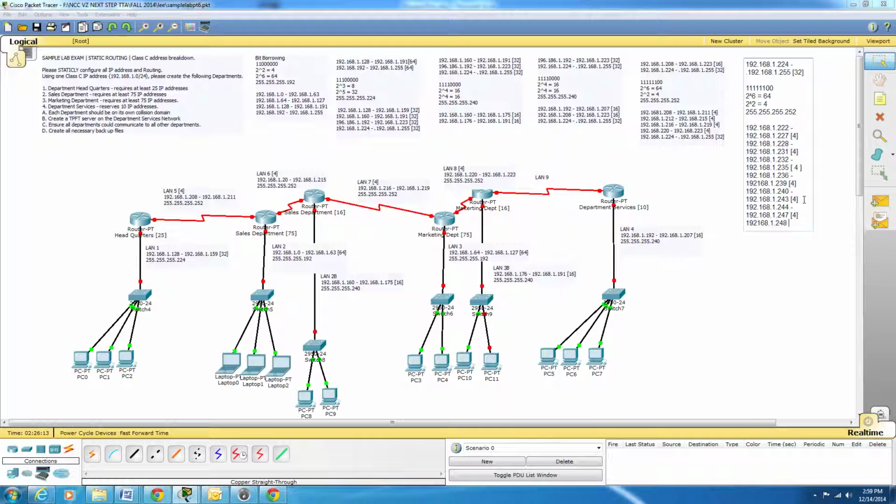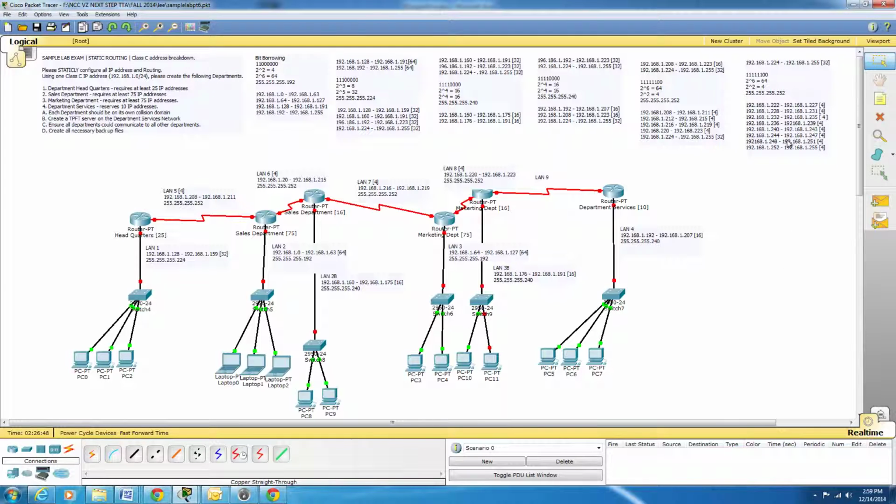192.168.1.248 is next, and that ranges to 192.168.1.251, and that's another block of 4. And finally, we go 192.168.1.252, and that goes up to the max, which is 192.168.1.255, for a final block of 4 IP addresses.